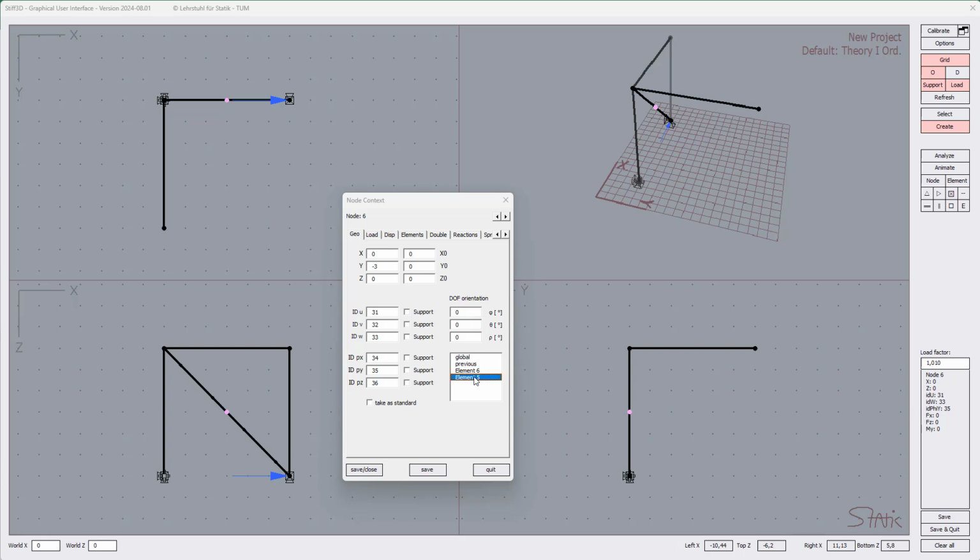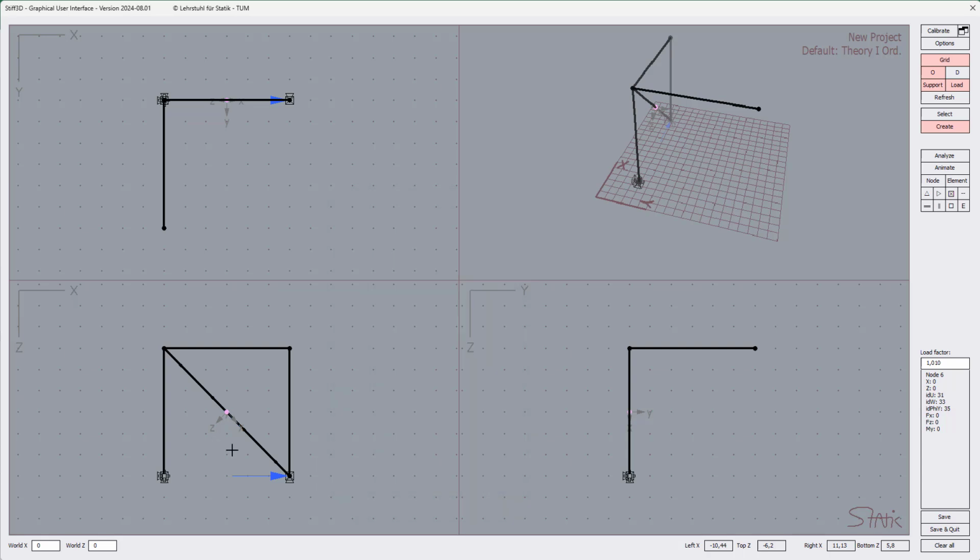So, by that we can just take the orientation of element number 5, which was the unsplit diagonal element number 5. After the splitting operation, the next element would be element number 6. So I just take over the orientation of element number 5 as the local orientation of the degrees of freedom at this node. Now you see the x direction is along the diagonal.